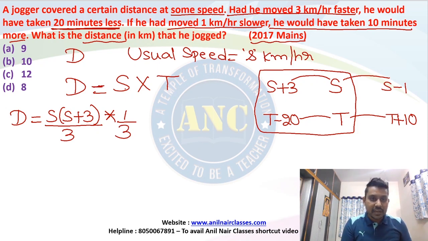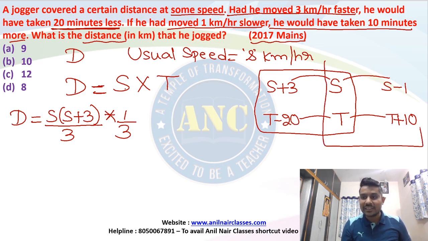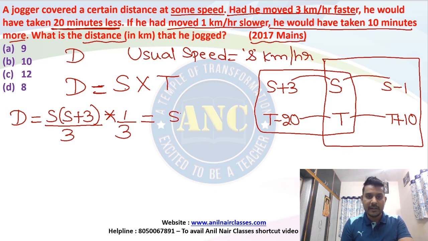But the same distance can also be calculated using the last two cases. I hope you are understanding carefully. Using the last two cases, distance can also be written as S into S minus 1, divided by the difference in the speed, which is 1, multiplied with time. Time is 10 minutes more. 10 minutes is 10 by 60 hours, or 1 by 6 hours.